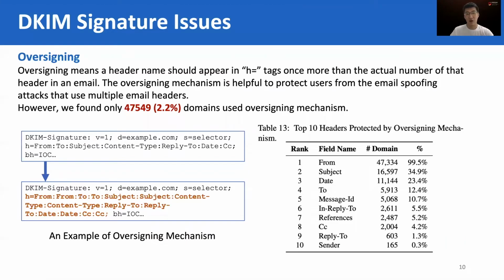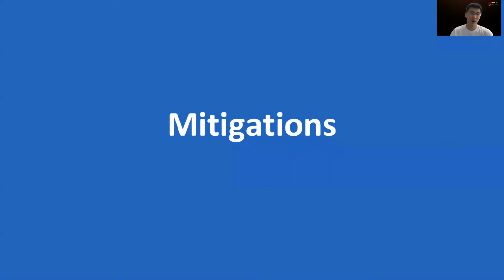However, we measured how many domains use oversigning to protect themselves against multiple headers attacks. We found only 2.2% of domains in our DKIM signatures dataset used the oversigning mechanism. The last part is about mitigation and recommendation.